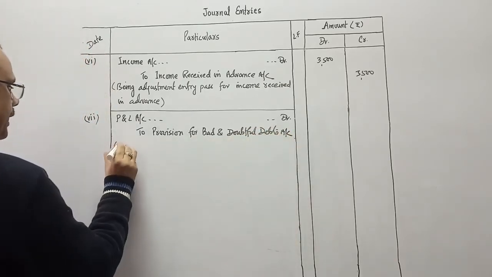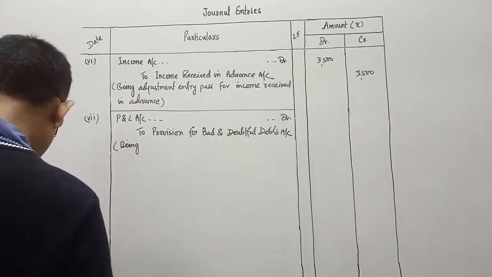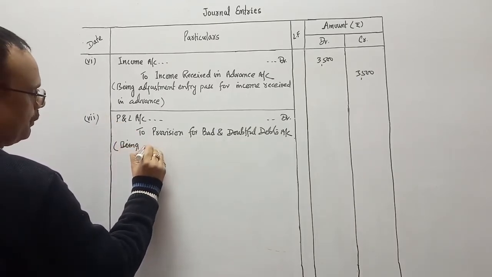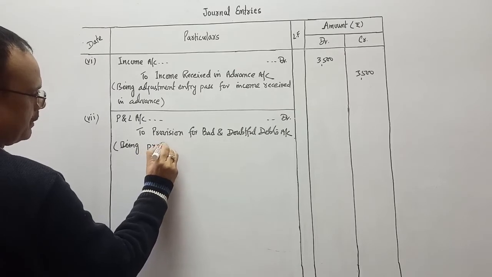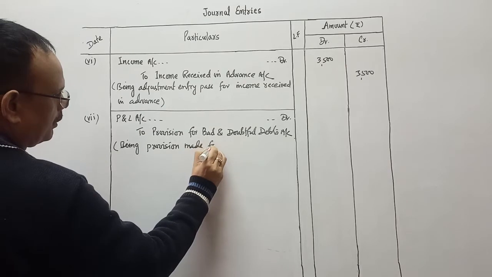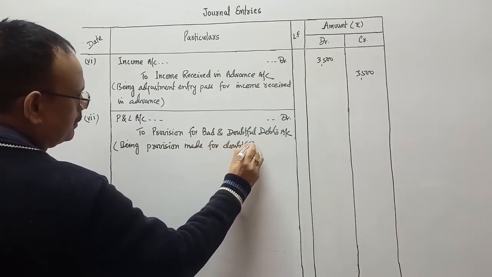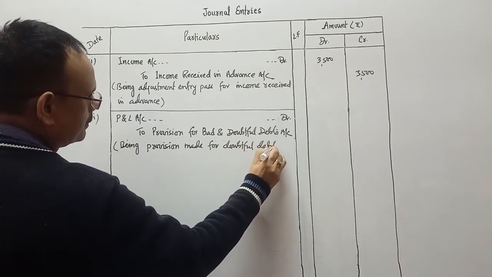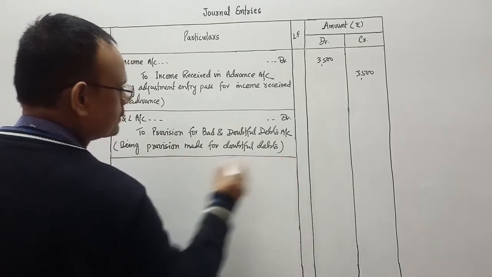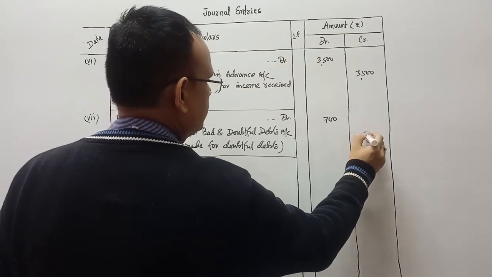So narration will be being provision made for doubtful debts. Being adjustment entry passed, being provision made for doubtful debts. Imaginary figure, suppose it is 700, then you write it 700.